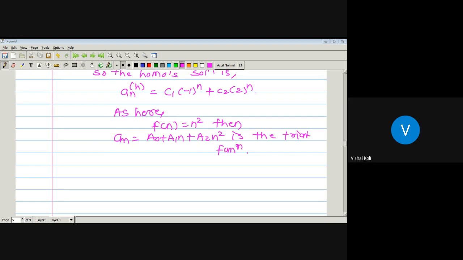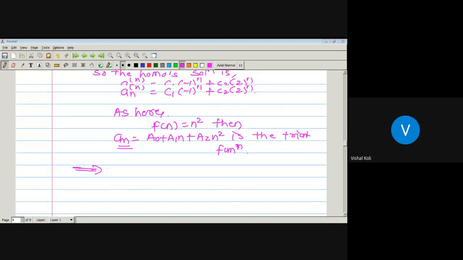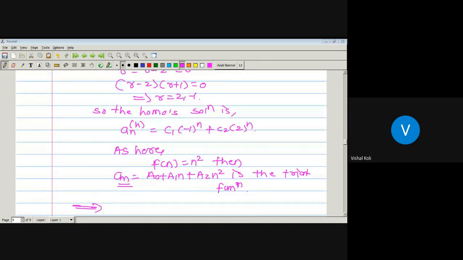Now here a_n is equal to this. So what is a_{n+2}? a_{n+2} is nothing but a_0 plus a_1 (n plus 2) plus a_2 (n plus 2) whole square. Same for n plus 1 also. Here, as we have given it in terms of y, take y instead of a.